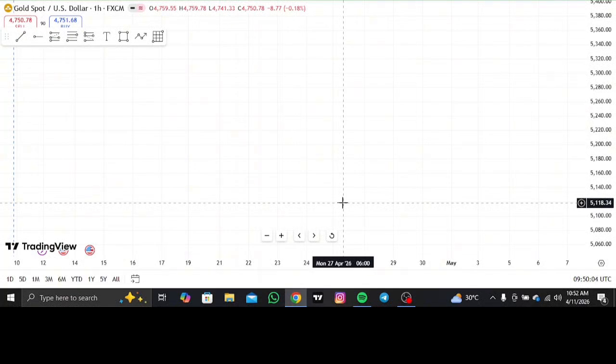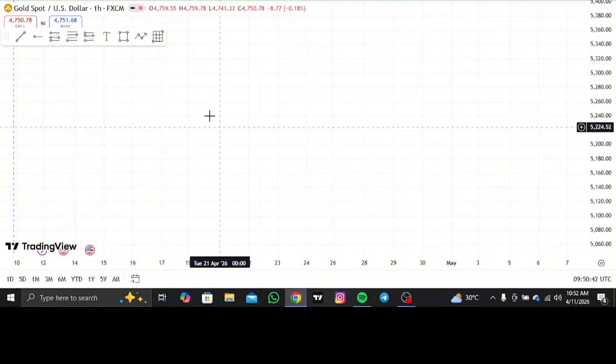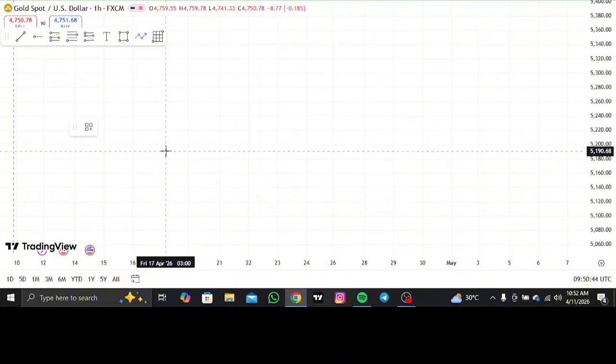You know, a lot of traders focus too much on entries, but the real question is, where are you entering from? Because even a good setup can fail if you are entering at the wrong location. Now that's why understanding supply and demand can completely change how you see the market. A demand zone is an area where buyers stepped in strongly before. So when price comes back there, there's a chance buyers might step back in. Now let me give you a visual example of that.